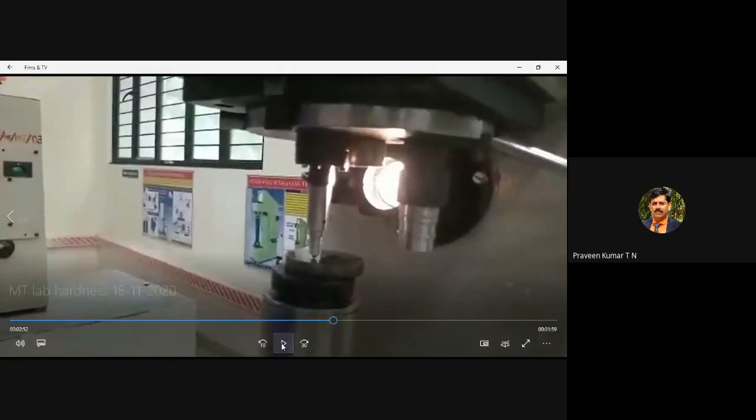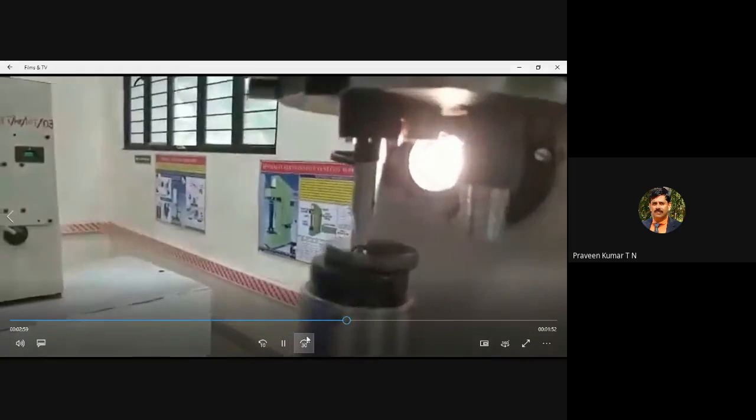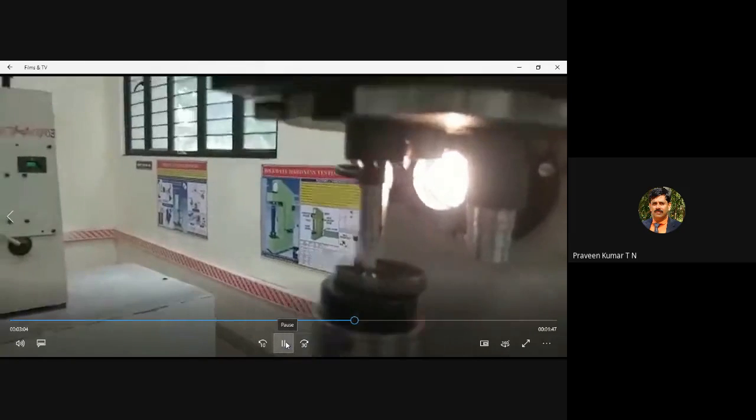Now you are applying the load. You are not measuring any diameter. Once sufficient load has been applied for a few seconds, the light will be on. Then you can stop applying the load. That indicates that sufficient deformation is already there in the specimen.